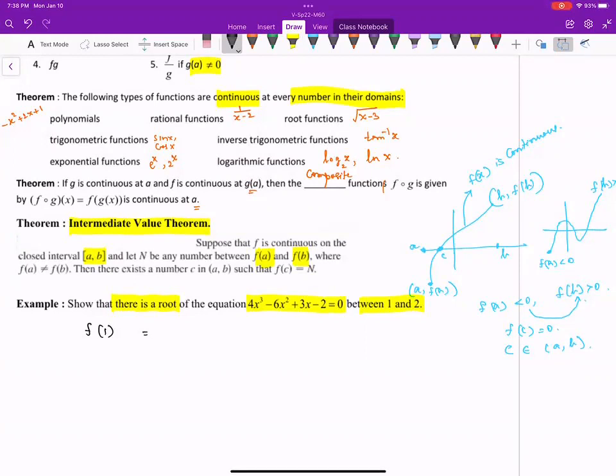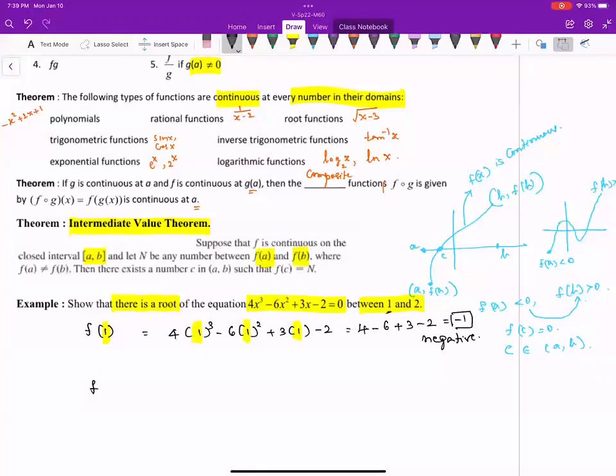So let's substitute x equal to 1. It is 4 times 1 cubed minus 6 times 1 squared plus 3 times 1 minus 2. All I have done is plug in x equal to 1. If you simplify this, it becomes 4 minus 6 plus 3 minus 2. So it is 4 minus 6 minus 2 plus 3, which is 1 minus 2, negative 1. So this is negative. At one end value, the functional value is negative. The y coordinate is negative.